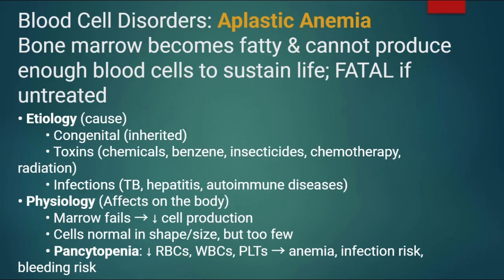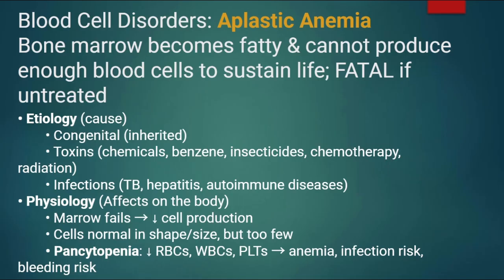Certain infections, such as tuberculosis, hepatitis, or even autoimmune diseases, can also trigger marrow suppression. Now for the physiology, or how it affects the body. In aplastic anemia, the marrow cannot produce enough blood cells. The cells that are made look normal in shape and size, but the quantity is severely reduced. This leads to a condition called pancytopenia, meaning a reduction in all three major cell lines: red blood cells, white blood cells, and platelets. Sometimes only one cell line is affected, but often all are reduced.